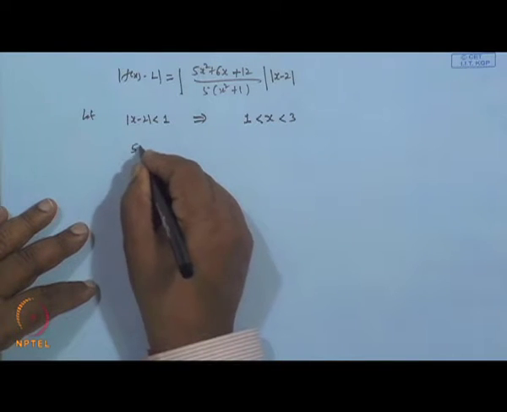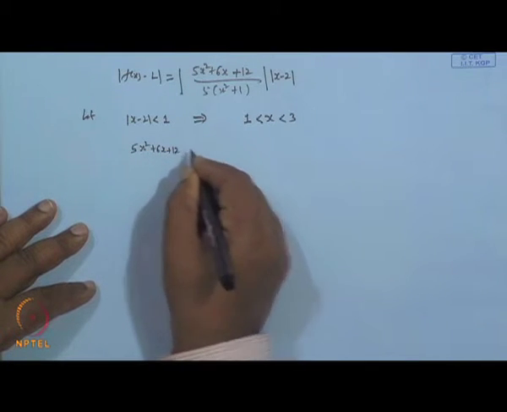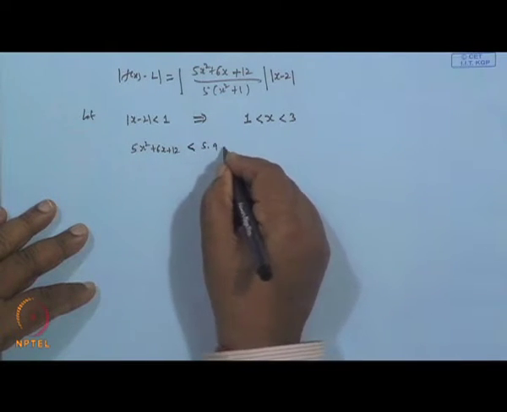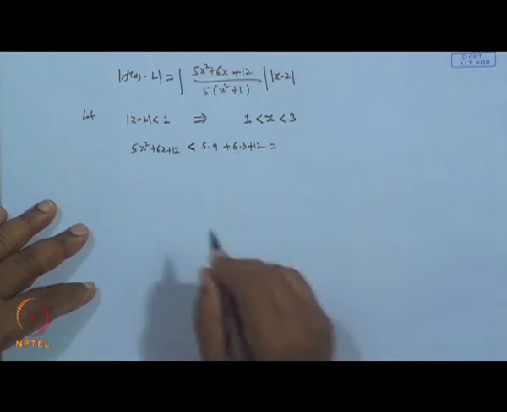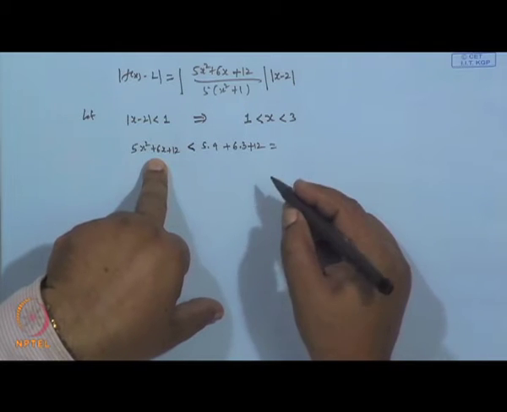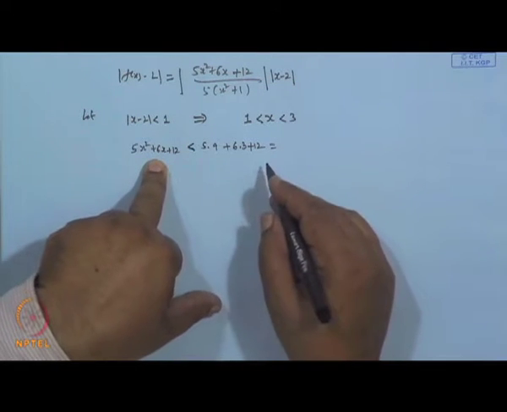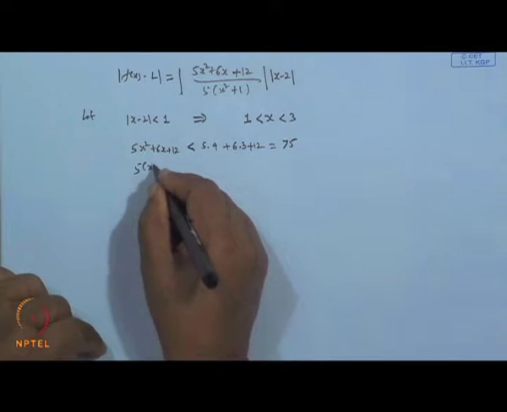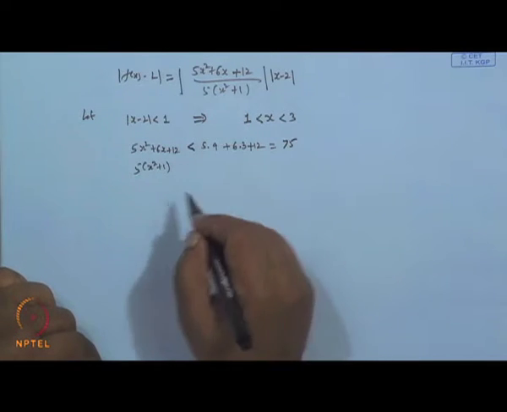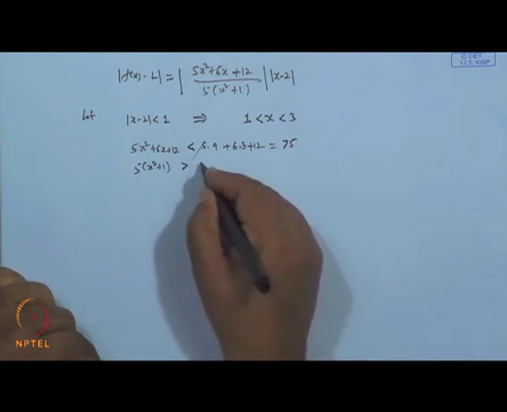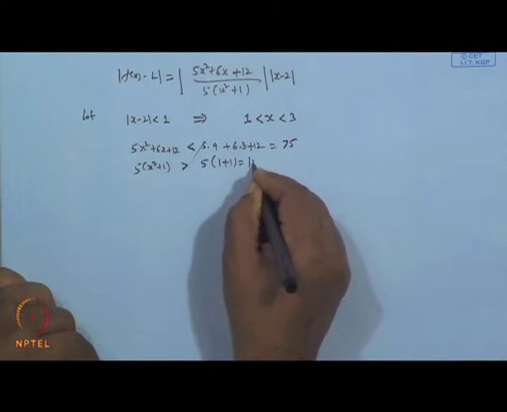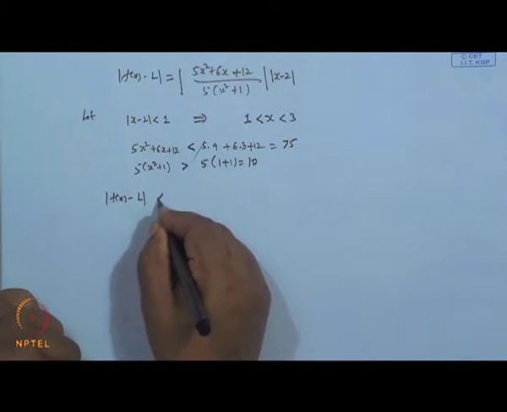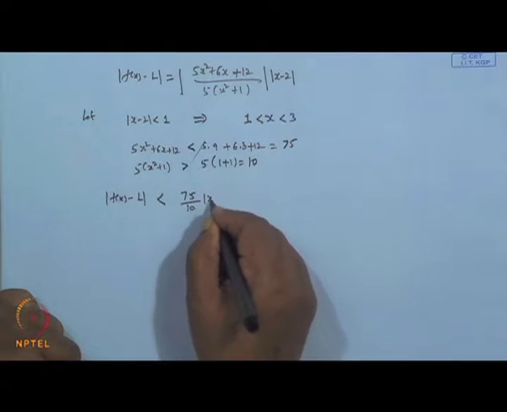So, what will be the upper bound for 5x square plus 6x plus 12? This will be less than the value at x equal to 3, so it is 5 into 9 plus 6 into 3 plus 12, which is equal to 75. And for 5(x square plus 1) in the denominator, let us write down the lower bound: it is greater than 5 into 1 plus 1, that is 10. It means mod of f(x) minus L can be made less than 75 by 10 times mod of x minus 2.